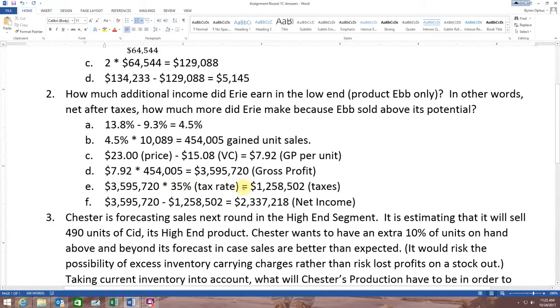Where do I get that? I think it's in the guide. Okay, and so my taxes end up being $1.2 million.